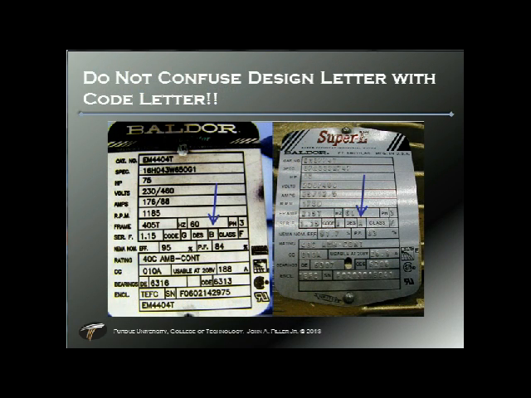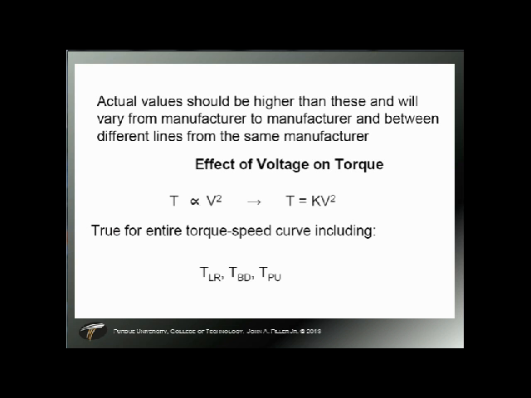I really want to point out here that we are talking about the design and not the code. The design right here, not the code. This is code level J. This is design A. This is code G, design B. Last lecture we talked about the codes. That helps us figure out kVA per horsepower, which helps us determine locked rotor current of that motor.